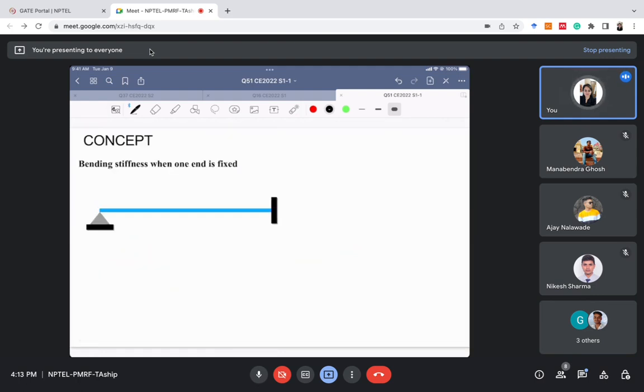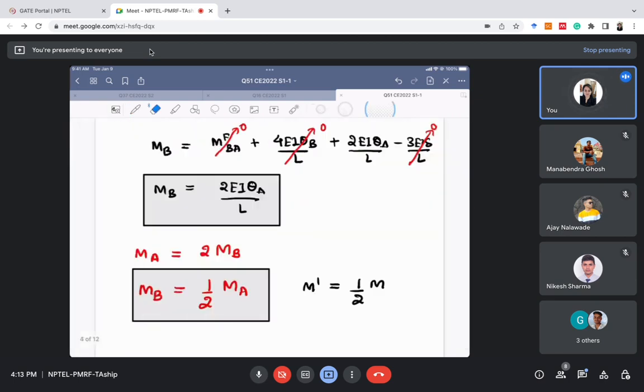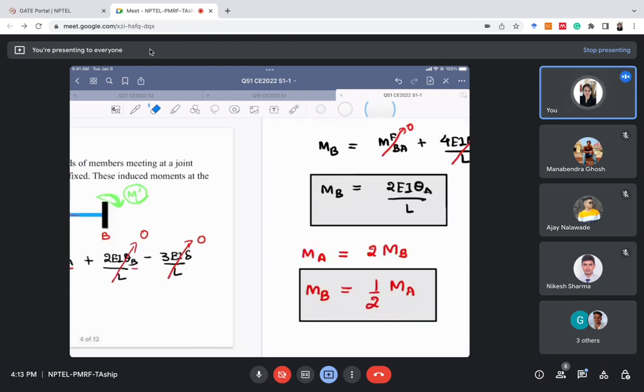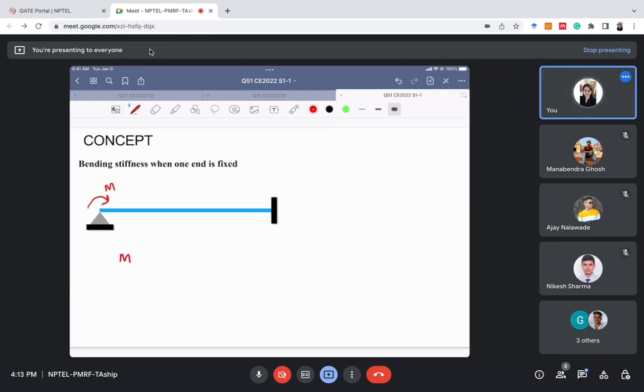Now, the another concept which we will use in this problem is the concept of bending stiffness. Bending stiffness is nothing but M by theta. Suppose the same beam we take and we apply a moment M, right? So we have already found out the value of MA as 4 EI theta A by L, right? So this value M is equal to MA, or you can say 4 EI theta A by L. So the bending stiffness is nothing but MA by theta A, and the value of bending stiffness is 4 EI by L. Bending stiffness is nothing but M by theta, and in this case the value of M by theta is 4 EI by L. So when the far end is fixed, the value of bending stiffness of that member is 4 EI by L.